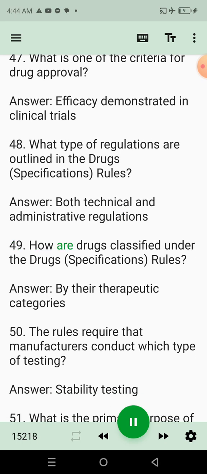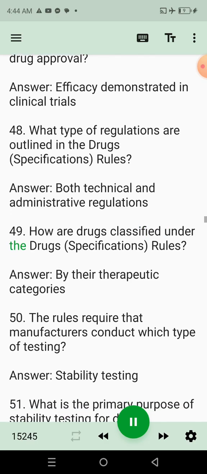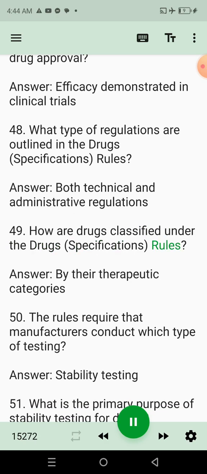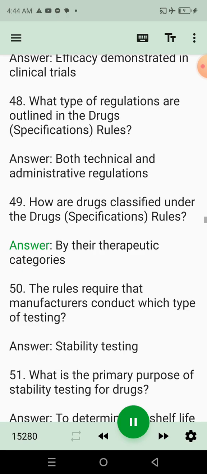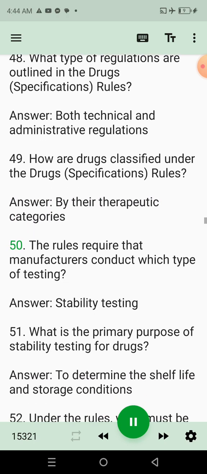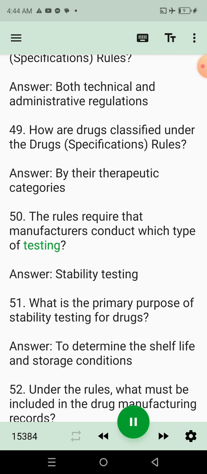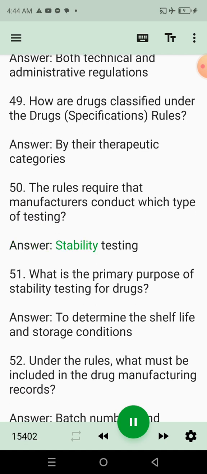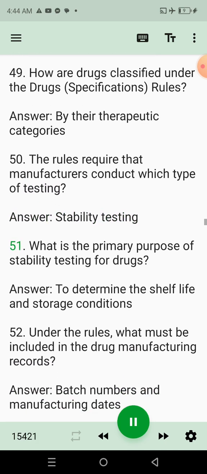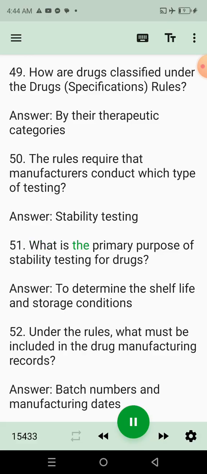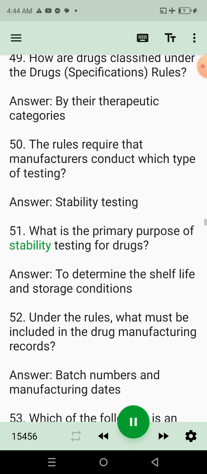49. How are drugs classified under the drug's specifications rules? Answer: by their therapeutic categories. 50. The rules require that manufacturers conduct which type of testing? Answer: stability testing. 51. What is the primary purpose of stability testing for drugs?